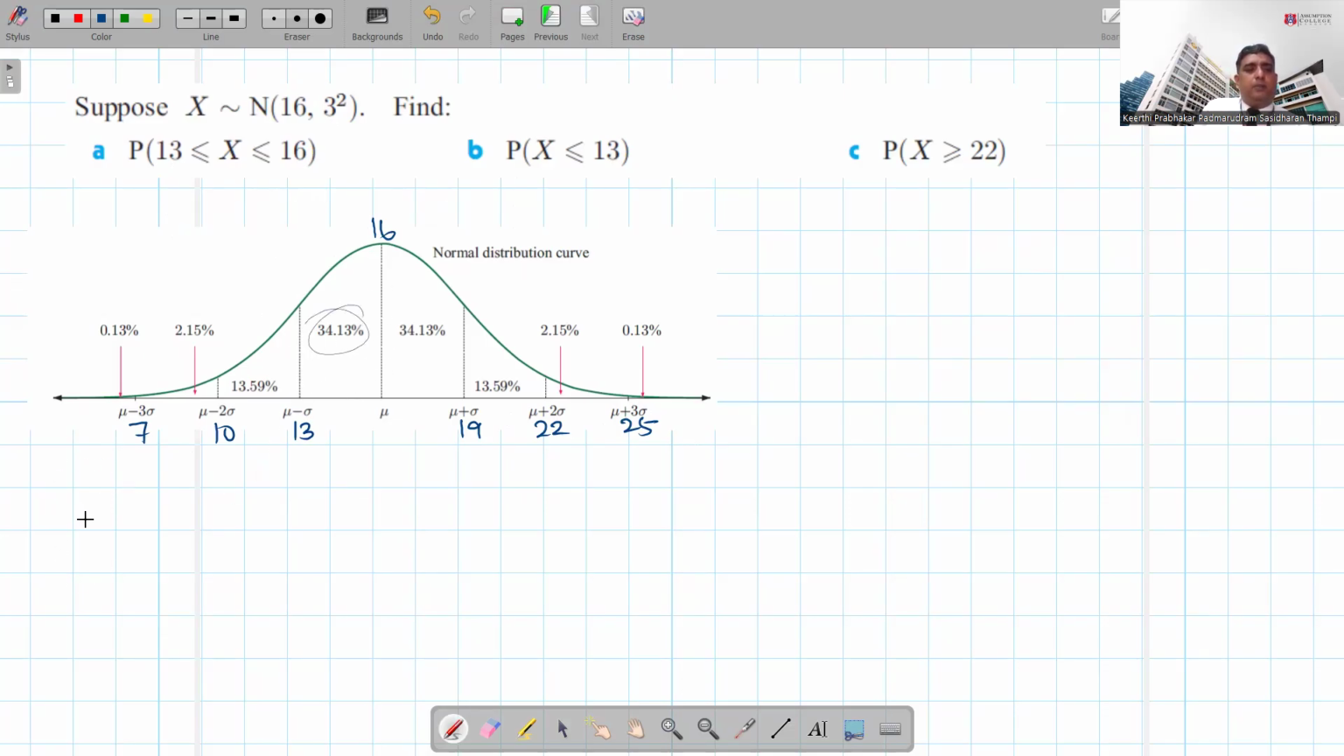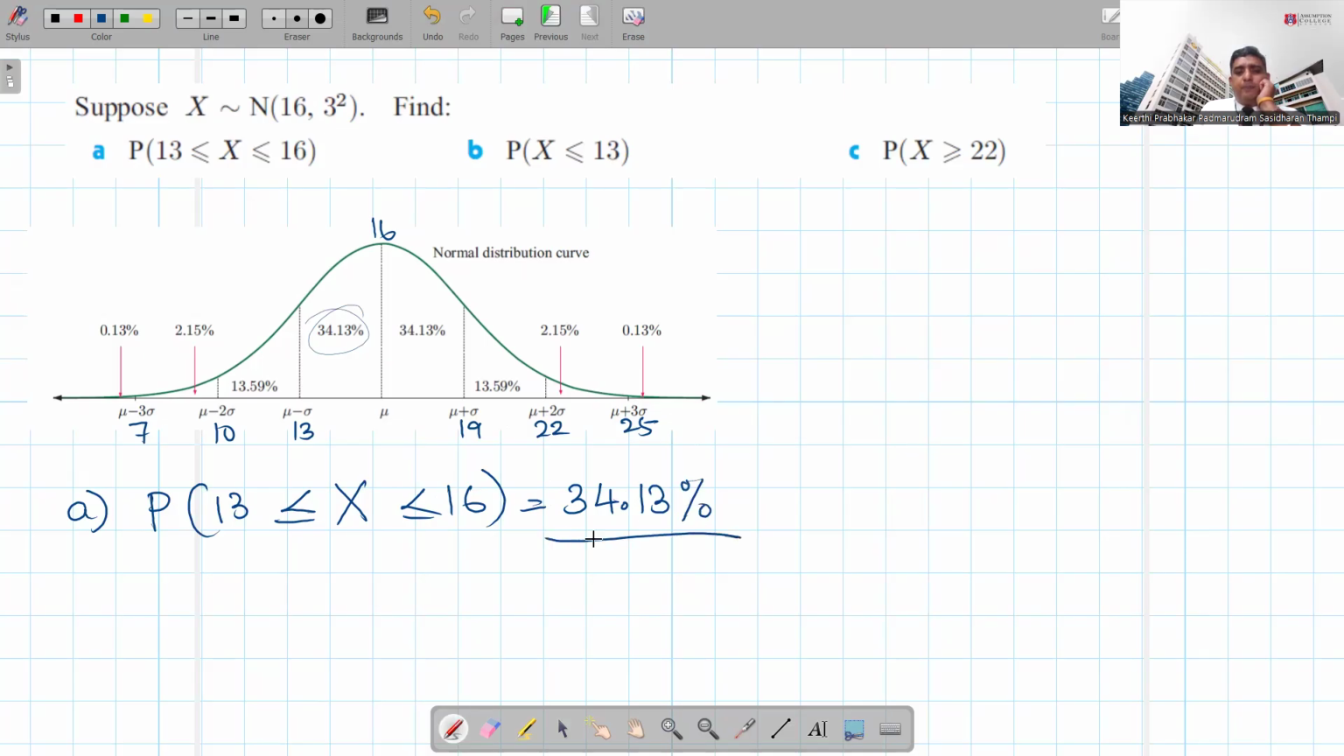So the probability of the chosen data being between 13 and 16 is 34.13%. So you understood? I hope you understood the concept. If you understood the concept, please try and do B and C. Those who couldn't do it at the beginning, please try it now.